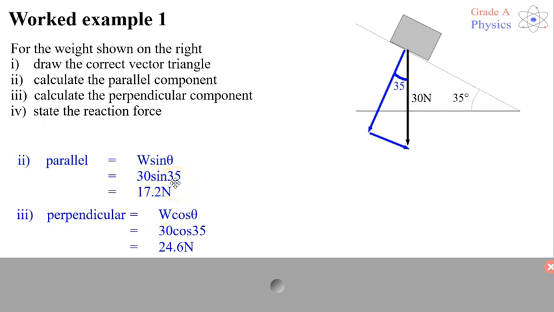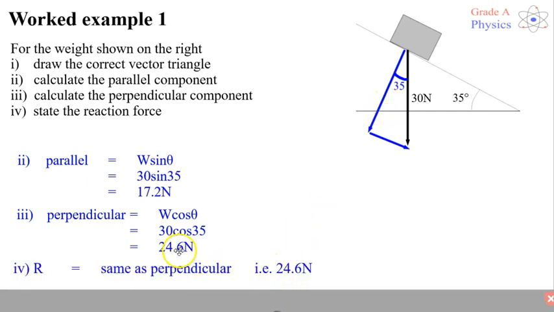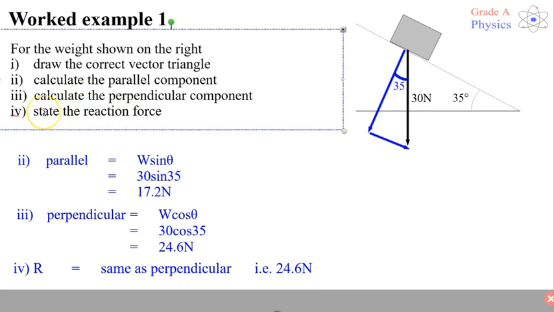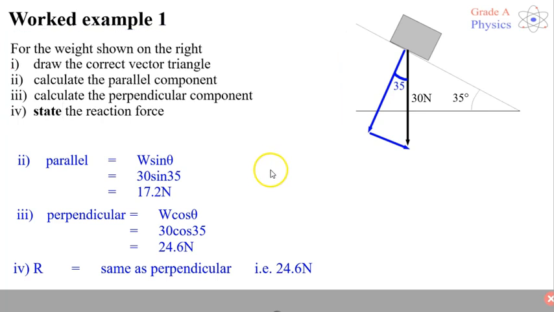And we've got part 2 and part 3. It says state the reaction force. Well, the vast majority of the time, unless we have a very complex situation, the reaction force, which is the normal force, will be equal to the perpendicular component. So it's just the same as part 3, 24.6. And there's a bit of a clue here. Very often, if a question says state rather than calculate, and usually it'll just be for 1 mark, that usually means, not always, but usually, you don't have to do a calculation. You're just writing down one of your previous answers. So that's a nice exam tip for you there.